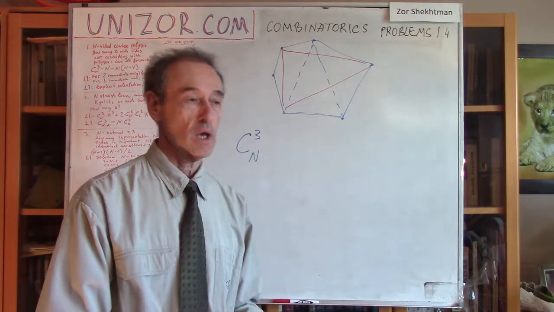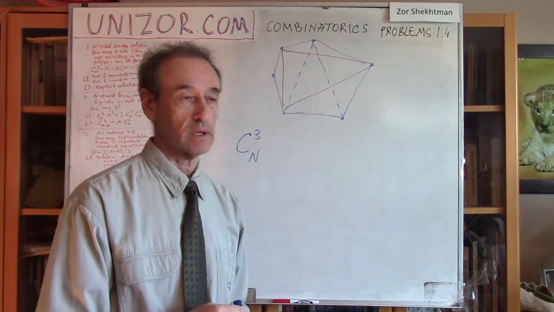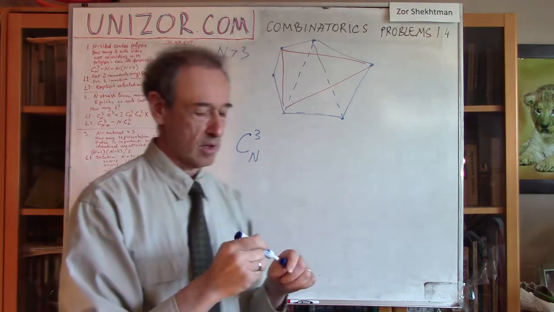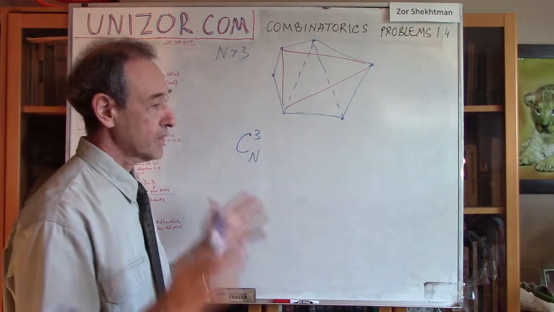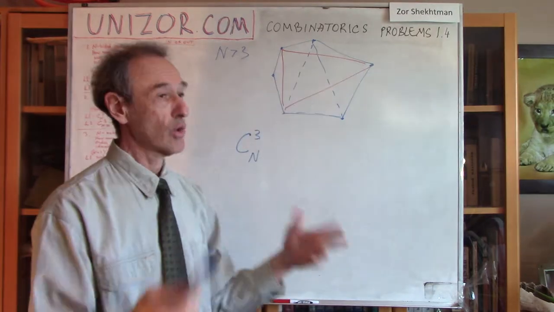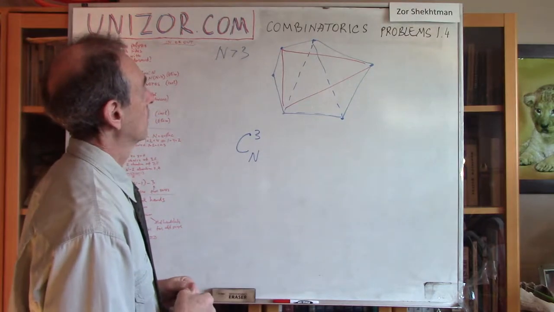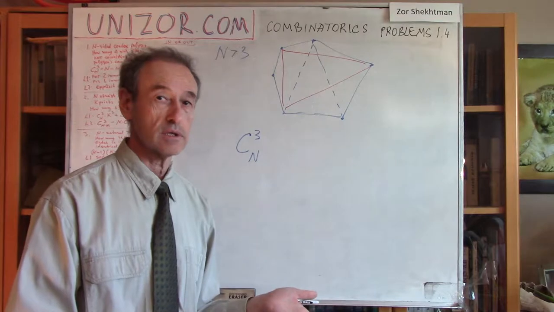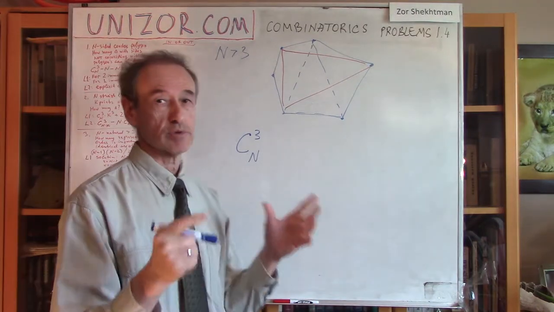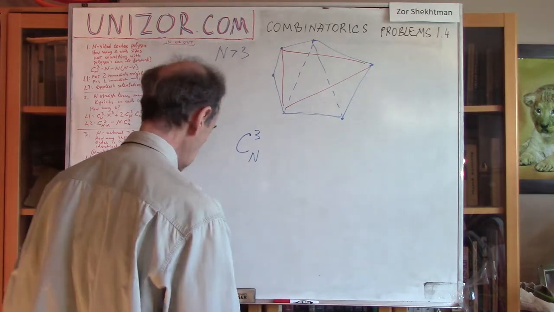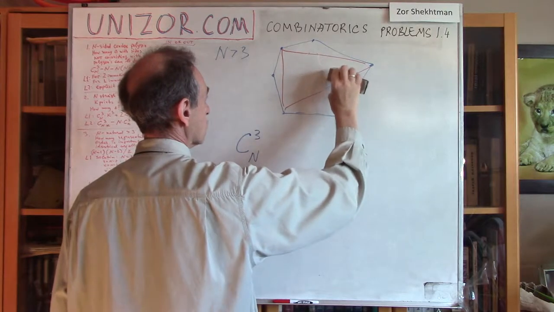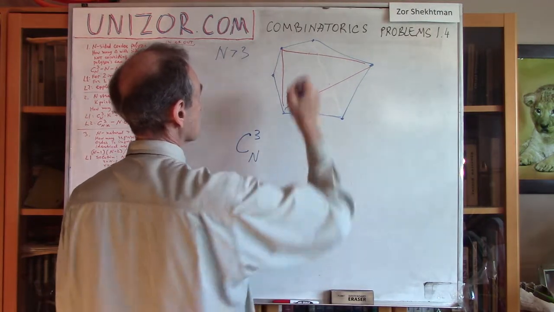Now let me exclude those which have common sides with the polygon. Well, let's assume that n is greater than 3, so we have more than 3 vertices. Now, if n is greater than 3, obviously I cannot have all 3 sides of the triangle coincide with 3 sides of the polygon. So it can be either 2 sides of the triangle coinciding or just 1 side. Okay, so let's start with 2 sides coinciding. Let me just give you an example of a triangle which has 2 sides coinciding. It's this one.